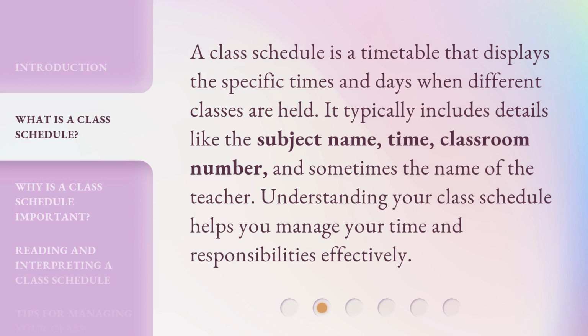A class schedule is a timetable that displays the specific times and days when different classes are held. It typically includes details like the subject name, time, classroom number, and sometimes the name of the teacher. Understanding your class schedule helps you manage your time and responsibilities effectively.